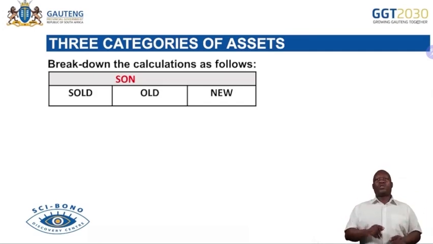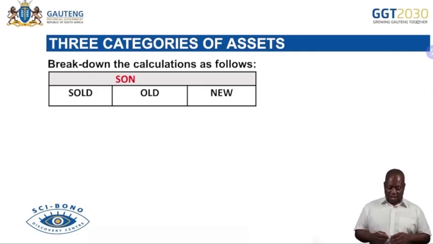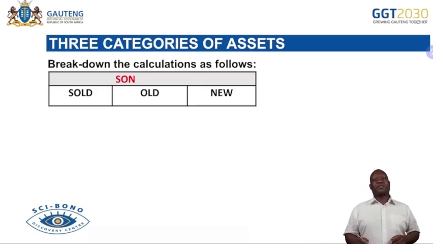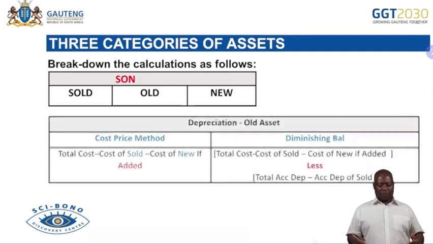Sold, old, new. Check what it is. Sold, that's S. Old, that's O. And new, that's N. Son. I have got a son here. Three categories in which depreciation is going to be calculated. Always separate them. Sold, old, new, son. Then you are ready to go. Now you can calculate depreciation on the sold equipment or vehicle. You calculate depreciation on the old, and then you also calculate depreciation on the new.